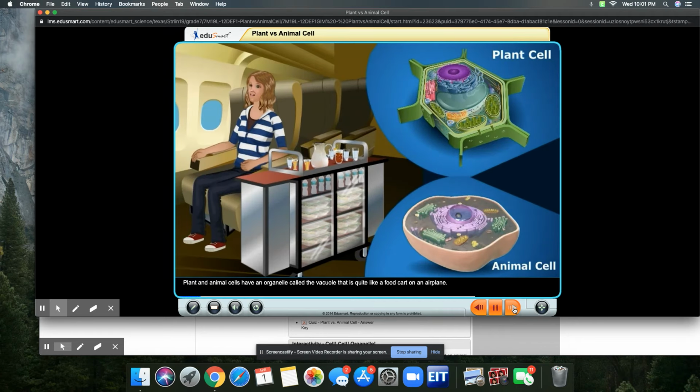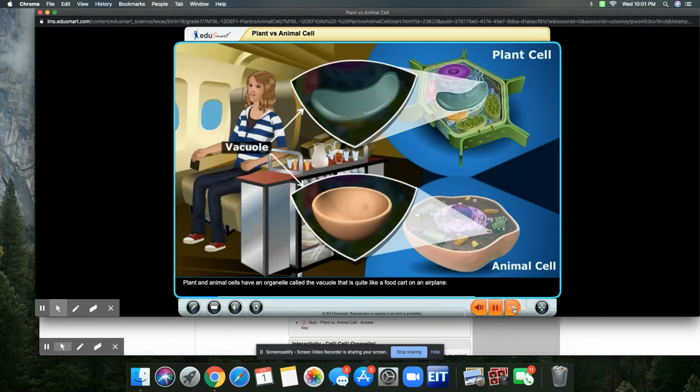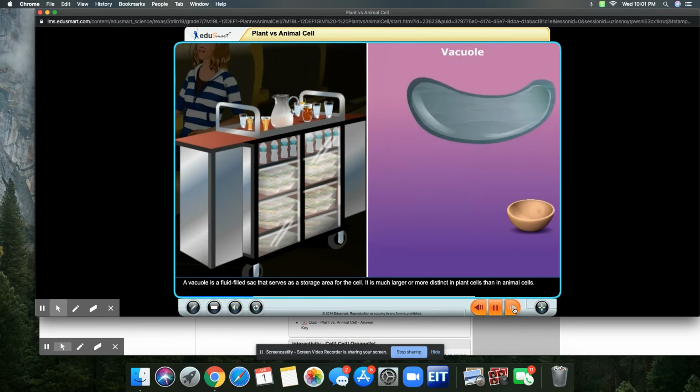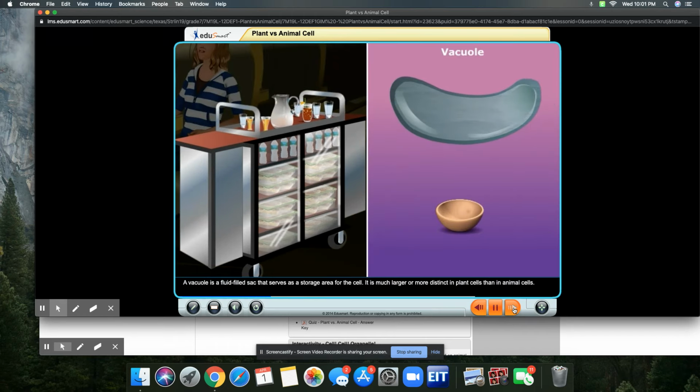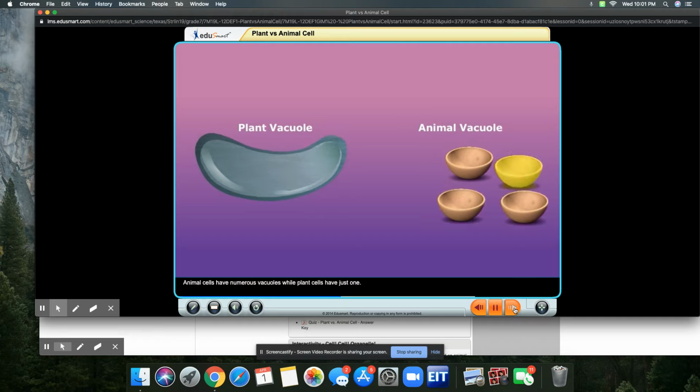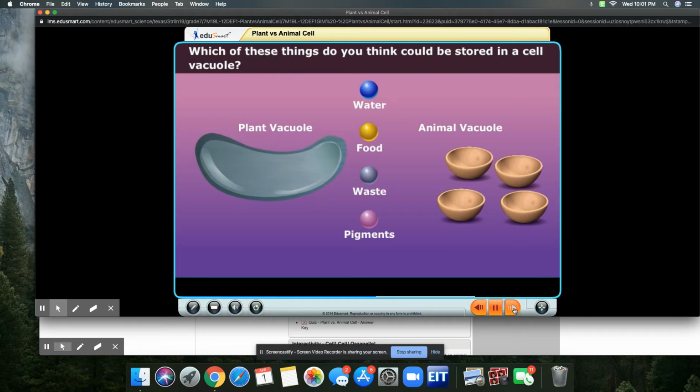Plant and animal cells have an organelle called the vacuole that is quite like a food cart on an airplane. A vacuole is a fluid-filled sac that serves as a storage area for the cell. It is much larger or more distinct in plant cells than in animal cells. Animal cells have numerous vacuoles, while plant cells have just one. Which of these do you think could be stored in a cell vacuole?